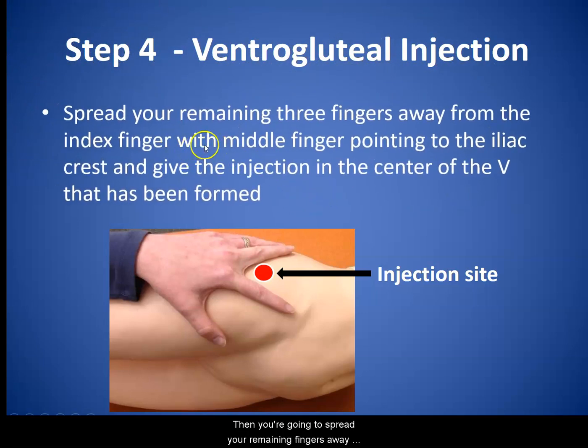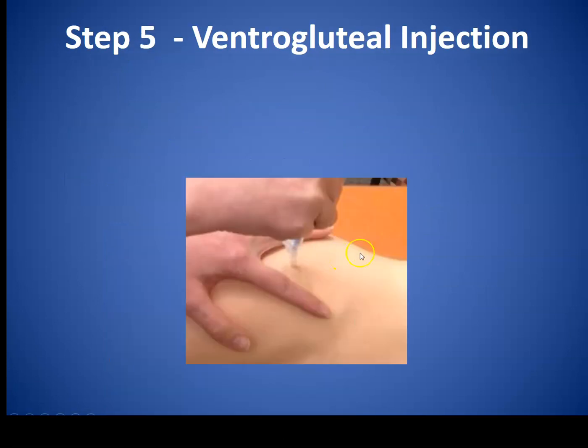Then you're going to spread your remaining fingers away from your index finger and point towards the iliac crest. And your injection site is going to be right in the center of the V that you have formed with your fingers. Okay, right in between where the knuckles are. That's your injection site. This MA went ahead and injected right into the dummy for photographic purposes, but you want to be really careful doing that if you still have your hand there. You want to make sure you don't accidentally hit your hand.